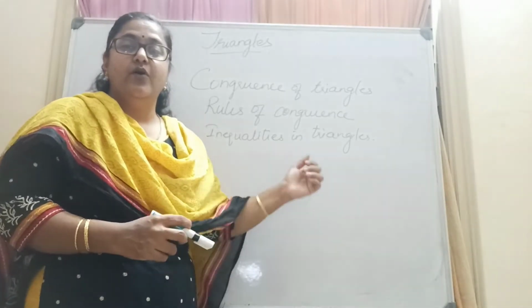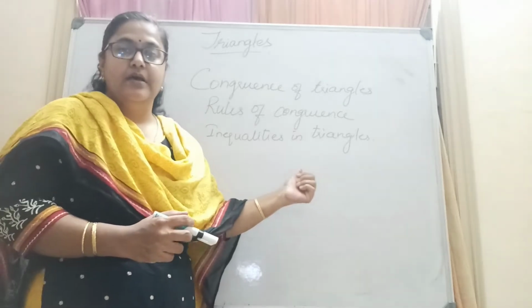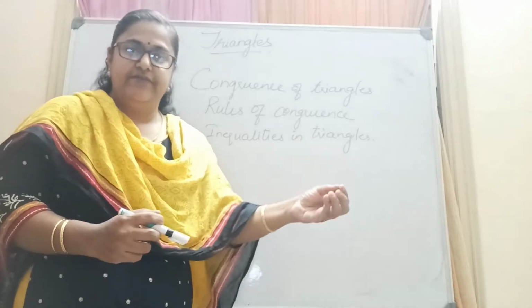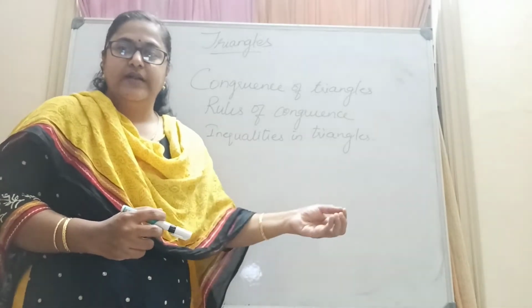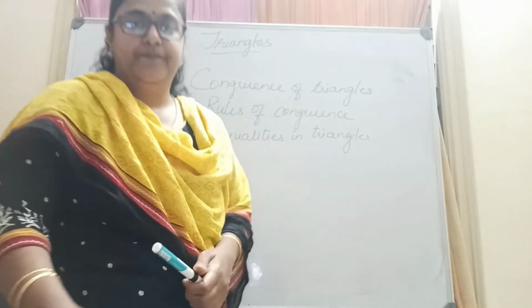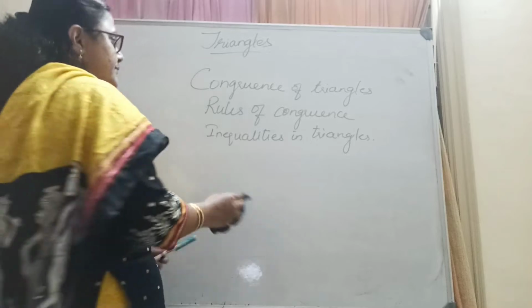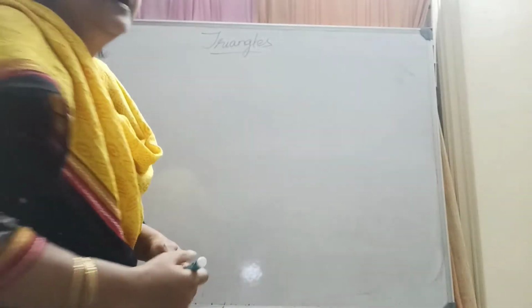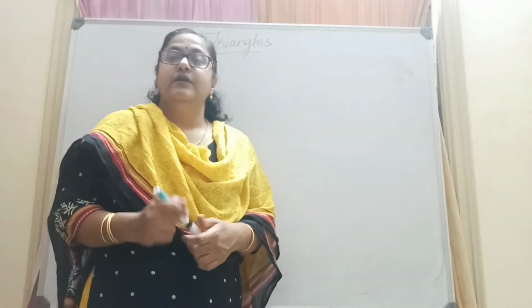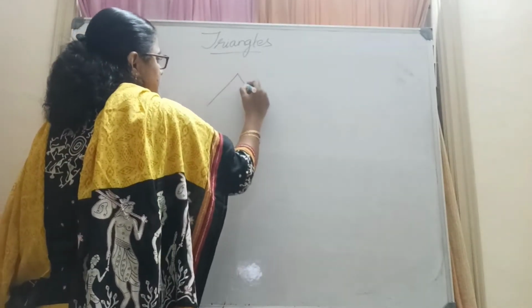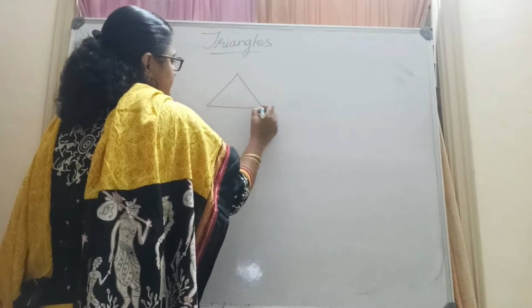Okay, so before moving on to the discussion of these topics, let us try and understand what is a triangle basically, which you have learned already in the lower classes. We'll just have a recap of that. Now, what is a triangle? A triangle is a closed figure, a three-sided closed figure.